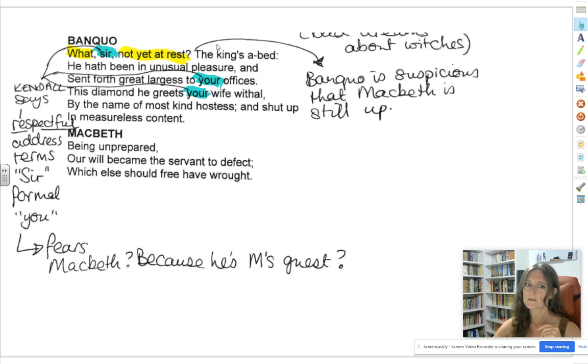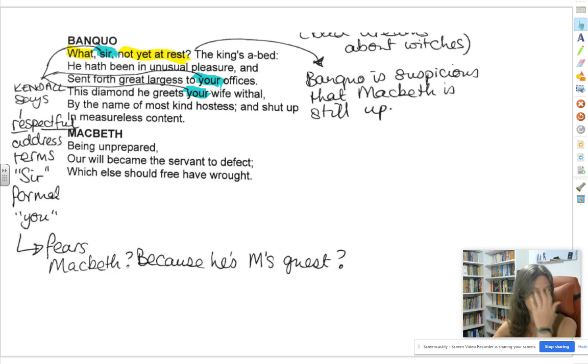Banquo's like, what, sir, not yet at rest? And the guys in the video discuss this. Banquo is extremely suspicious and Macbeth is still up. He's like, why hasn't Macbeth gone to bed yet? That's odd. So he's questioning that, shows his suspicions, and that will trigger Macbeth, and Macbeth would realise.